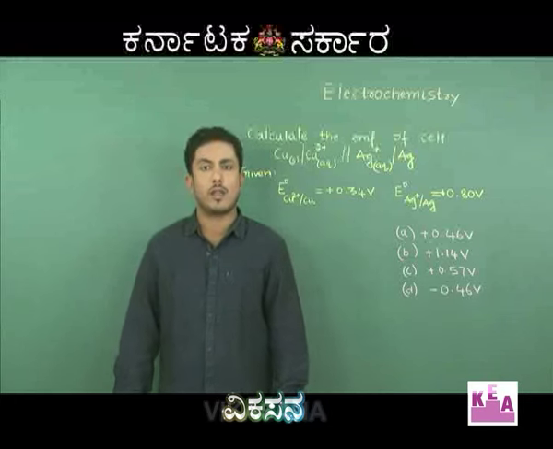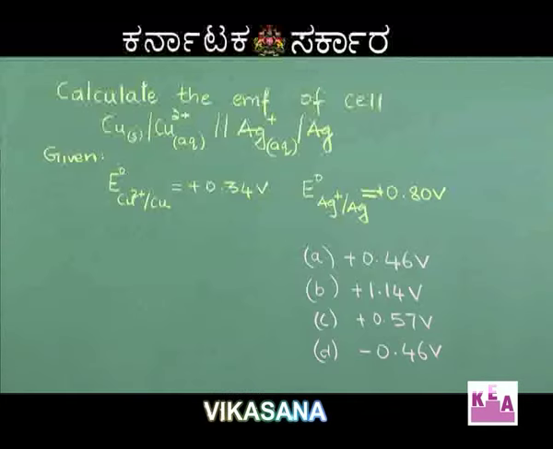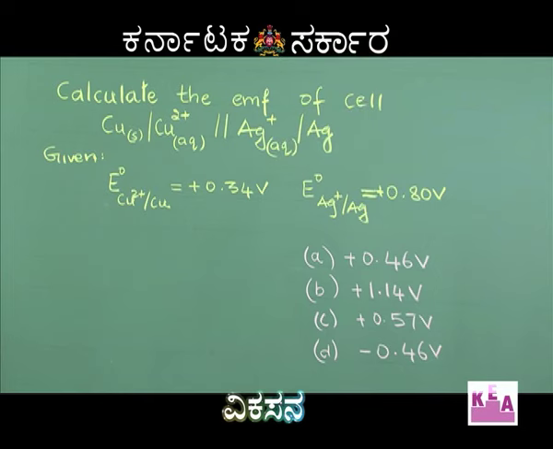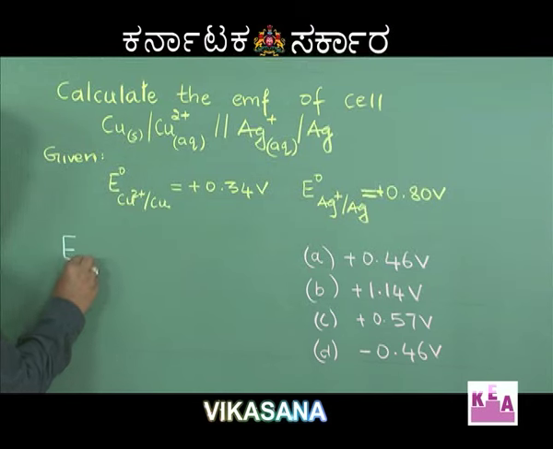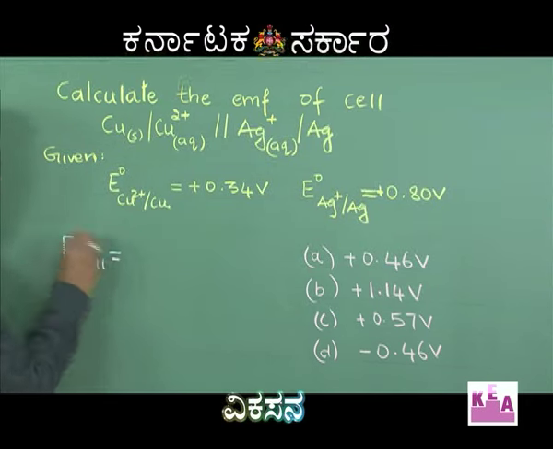Students, let us discuss the next question. Calculate the EMF of the cell. Cell representation is given. We have been provided with the standard electrode potential values of the copper electrode as well as the silver electrode. We need to calculate the EMF of the cell. Option A is plus 0.46 volt, option B plus 1.14 volt, option C plus 0.57 volt, and option D minus 0.46 volt. EMF of a cell can be calculated using the formula.